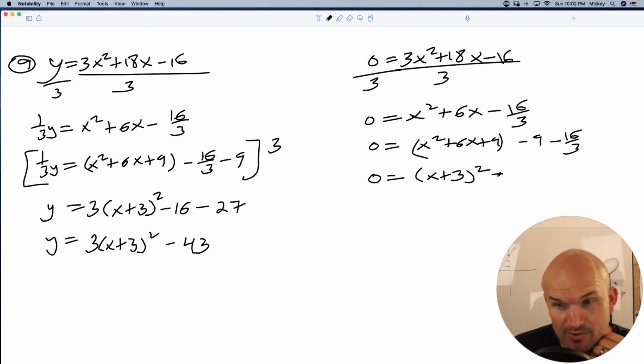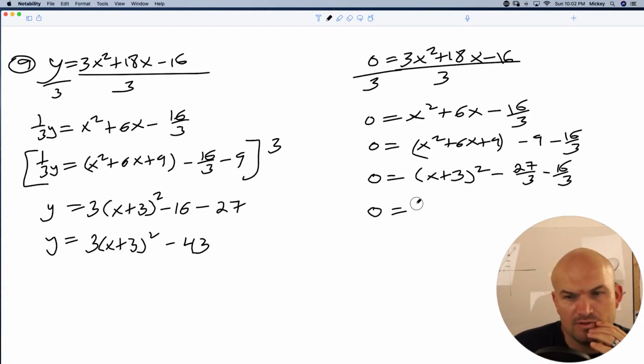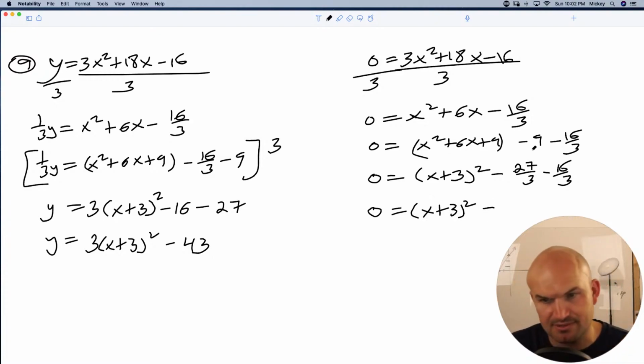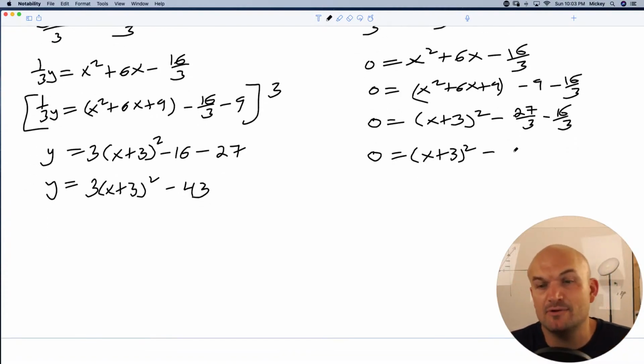Now in this case, actually, it wouldn't be that fun, because now I'd actually have x plus 3 quantity squared minus, let's see, I'd have negative 27/3 minus 16/3. So 0 equals x plus 3 quantity squared. Why do I keep on writing equals? Minus, that would be 43/3.